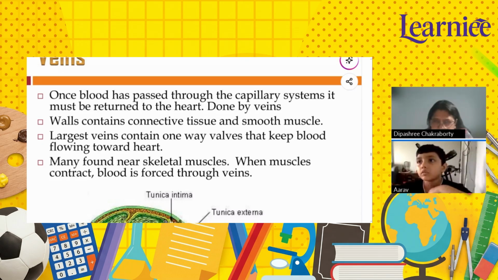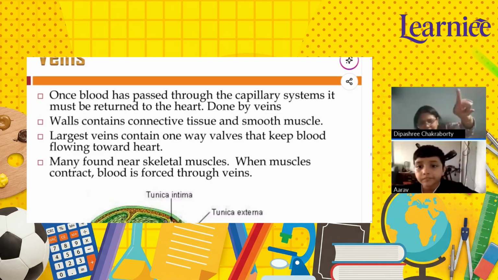Once blood has passed through the capillary system, it must be returned to the heart, which is done by the veins. Okay, if you have to modify this sentence, the first function of veins, if I ask you, what does it do? It carries blood from the tissue to where? To the heart, through this network of capillaries. So it carries blood from tissue to the heart through these capillaries. This will be your function.